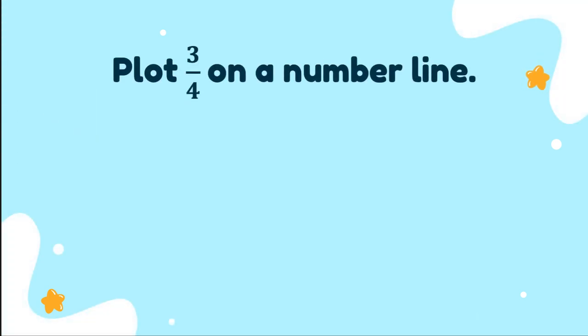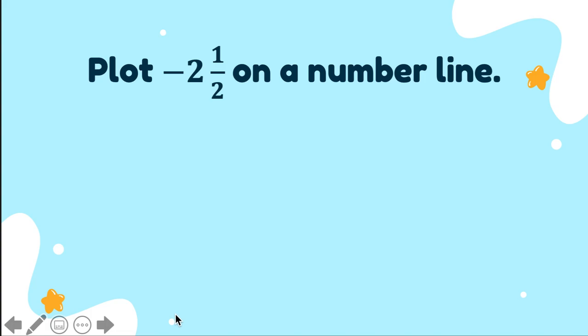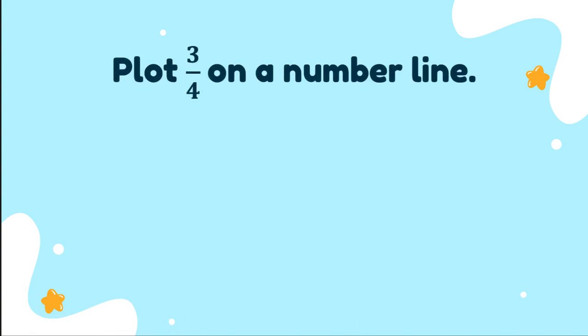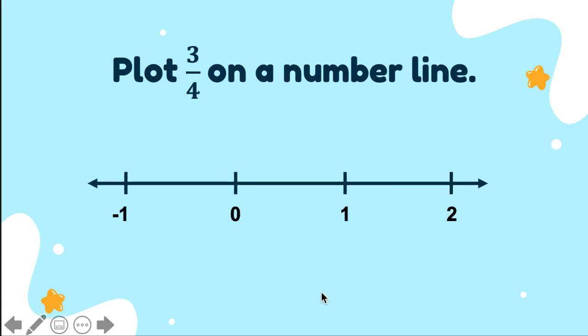Let us plot 3/4 on a number line. The first thing you should know is where 3/4 lies on a number line, or 3/4 is between what two integers. We all know that 3/4 is between 0 and 1. So here we have 0 and 1, and 3/4 is in this area. What we are going to do is divide this set into 4, because we're going to get the 3/4 parts of a whole. So we're going to divide this part into 4.